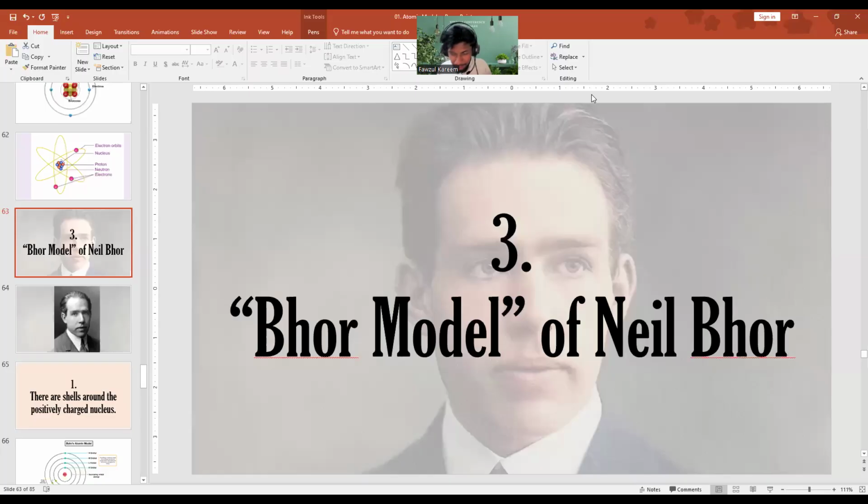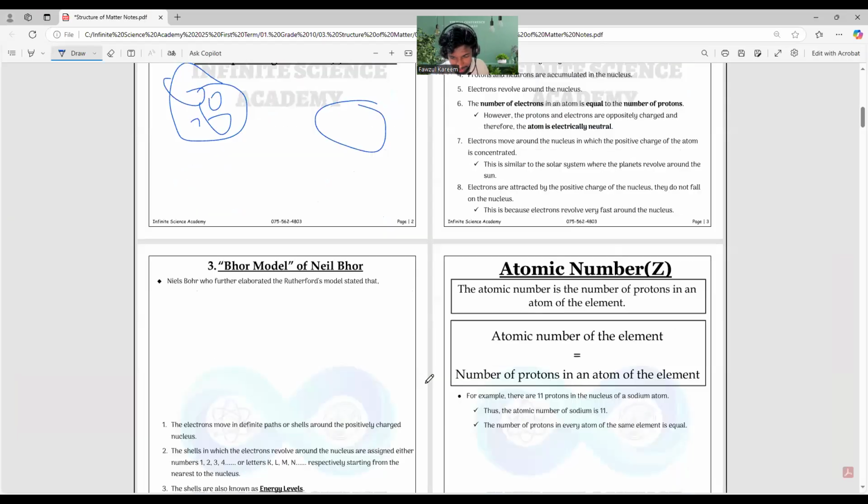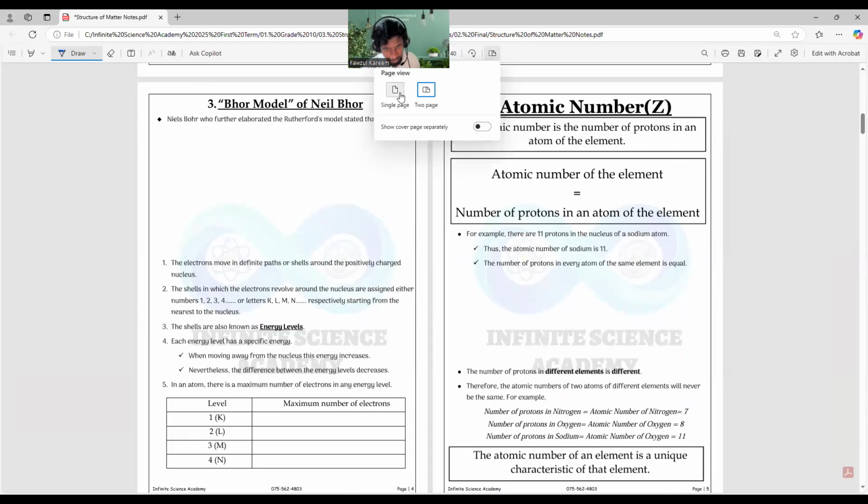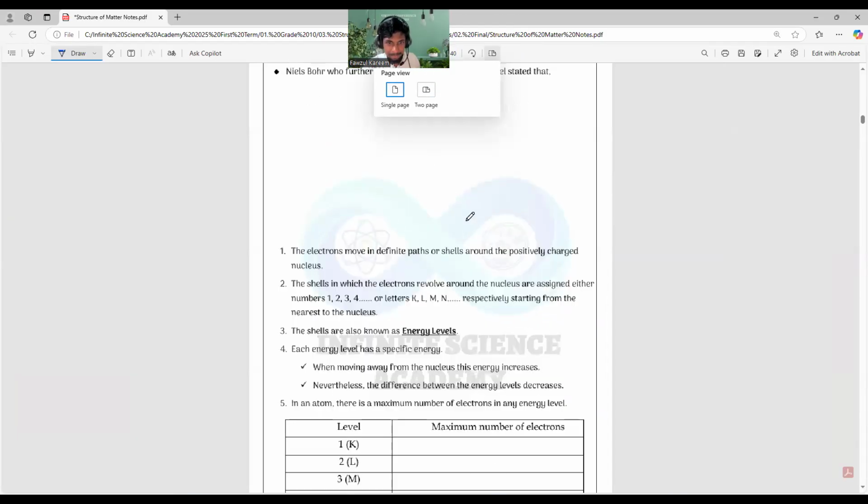If it is clear, you can say yes, or you can put a thumb mark in the chat box. If you have any single doubt, you can ask. If it is clear, you can say clear.